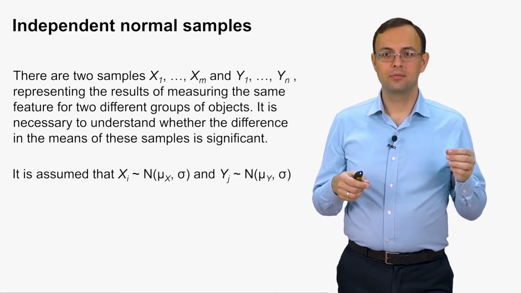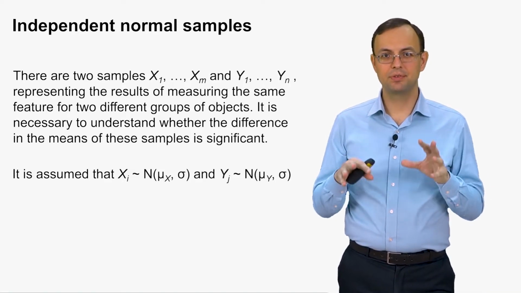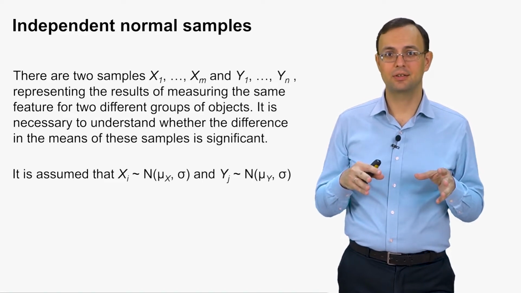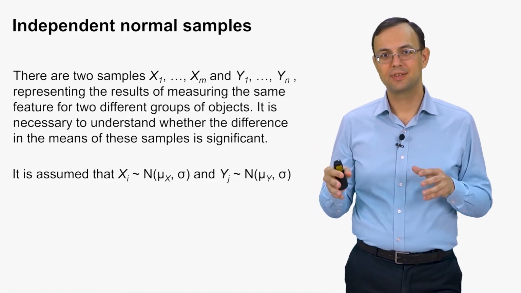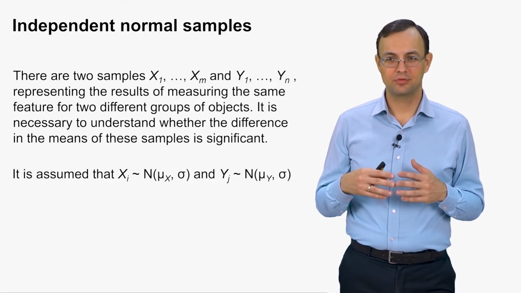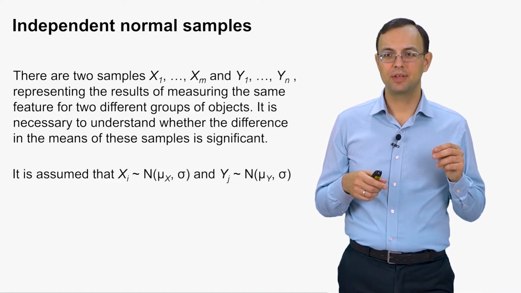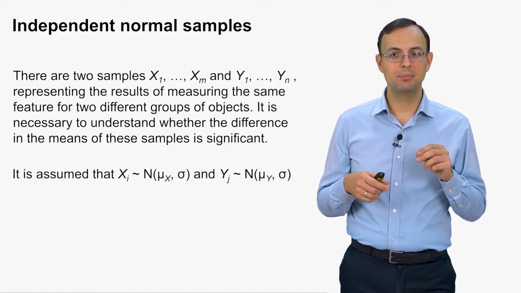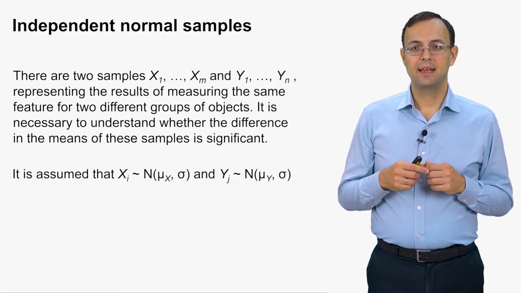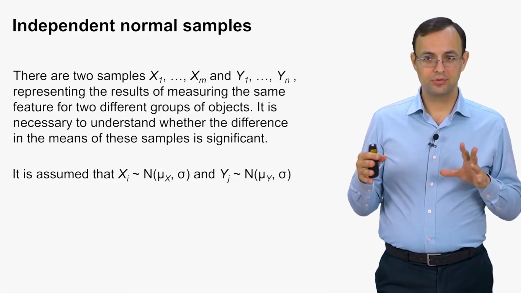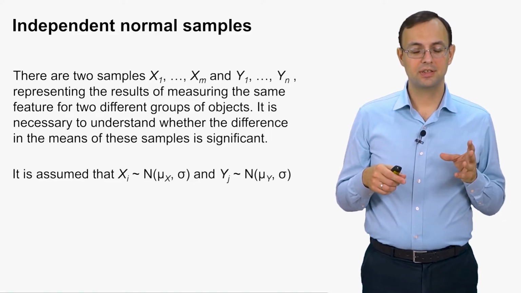So you are measuring the same feature for two different groups of objects, and x's correspond to the measurements done with the first group, and y's to measurements done with the second group. And the question is the same: whether the difference in means of these two samples is significant or not. There are also two subcases, when the distribution is normal and not normal. So let's start with the first one.